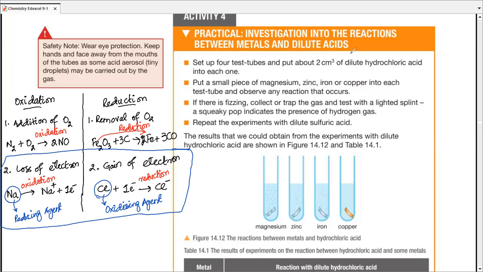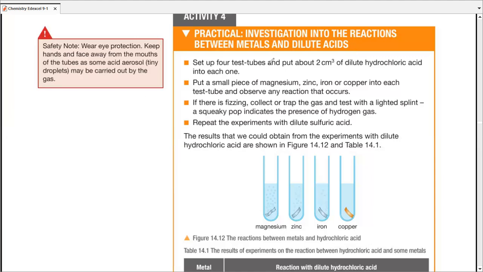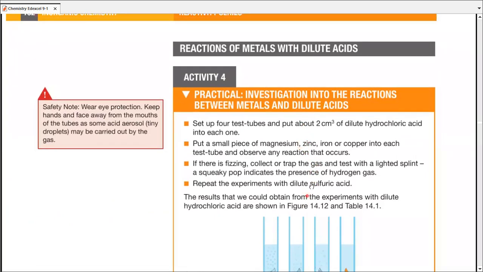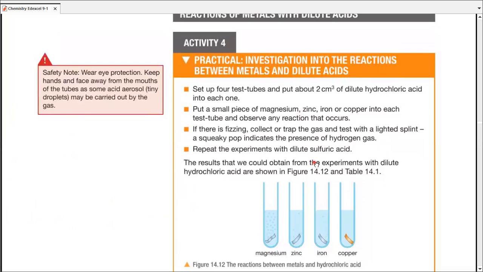Okay, so let's come to our topic for today. Going a little up, this is reactions of metals with dilute acid. This is activity number 4. We're going to perform a practical to investigate the reactions between metals and dilute acid. Now, in this case, there can be different dilute acids that you can use, but we are going to start off with dilute hydrochloric acid.